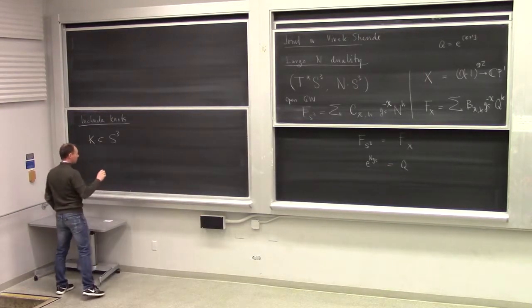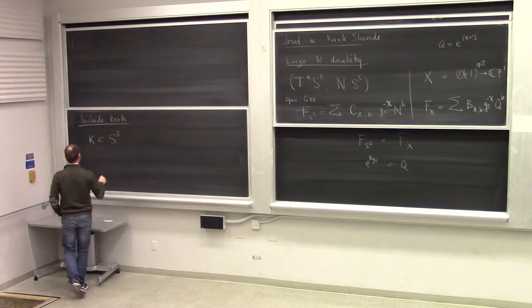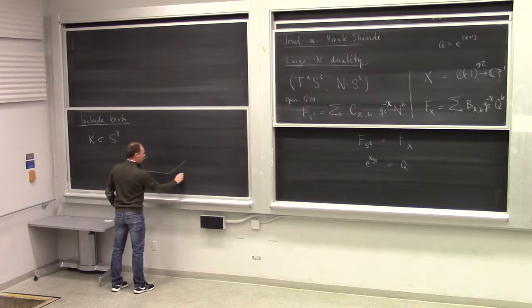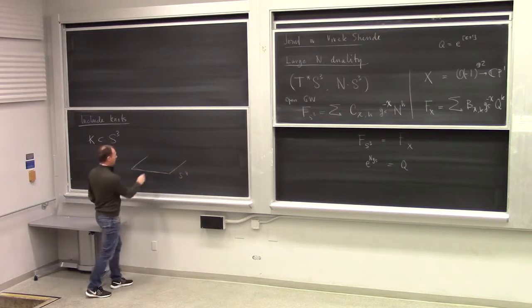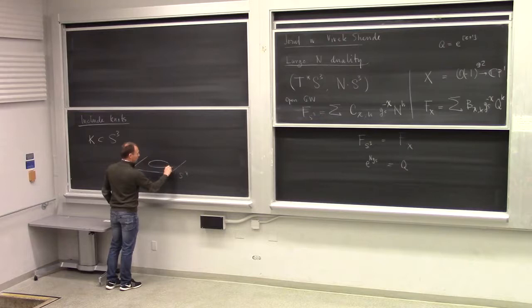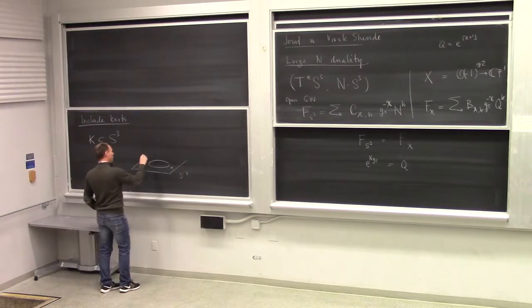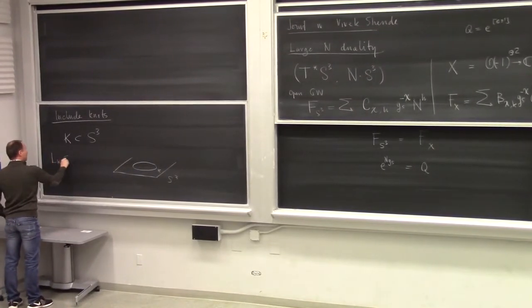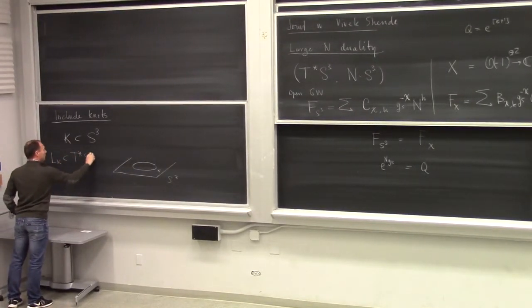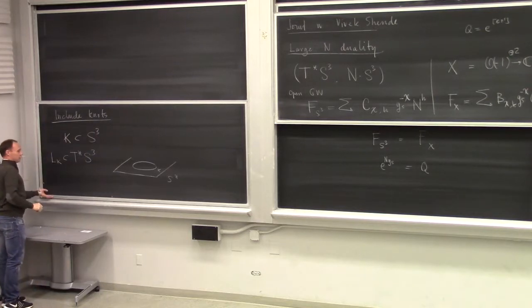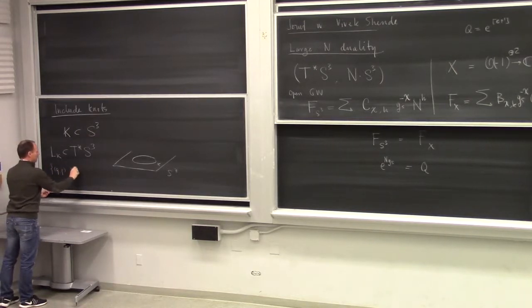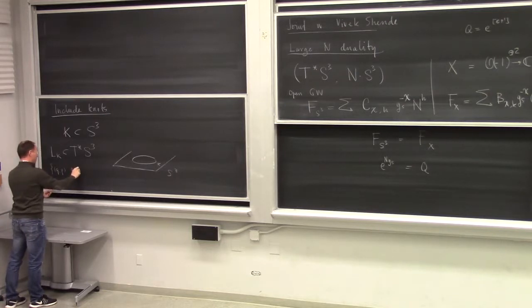So we include knots, and the way we include knots is as follows. We take S^3, and in here we have a knot, and this knot has a conormal, which I'll call L_K, sitting inside T*S^3, and it's the set of all points q, the set of all covectors normal to the knot, so to say.